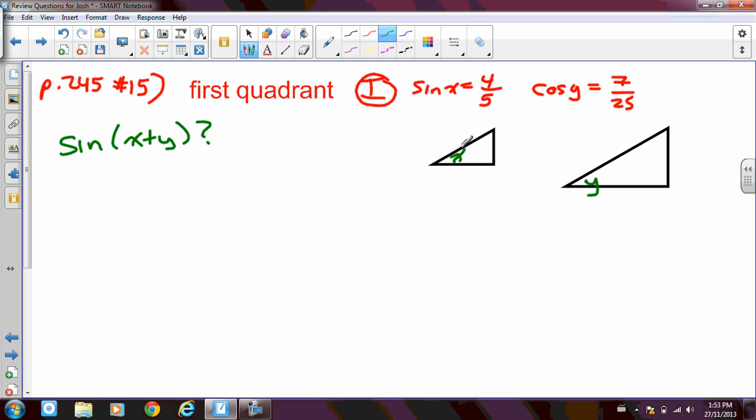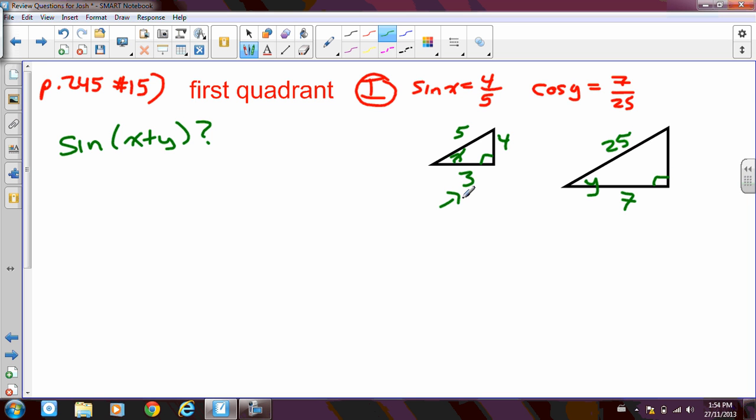So if sine x is 4 over 5, that means my opposite is 4. My hypotenuse is 5. Cos of y is 7 over 25. Not a very well-drawn diagram, perhaps, but I'm not too concerned about that. The adjacent is 7. The hypotenuse is 25. And if you don't know, 3, 4, 5 is a pretty standard right angle triangle. Pretty common one for us to deal with.